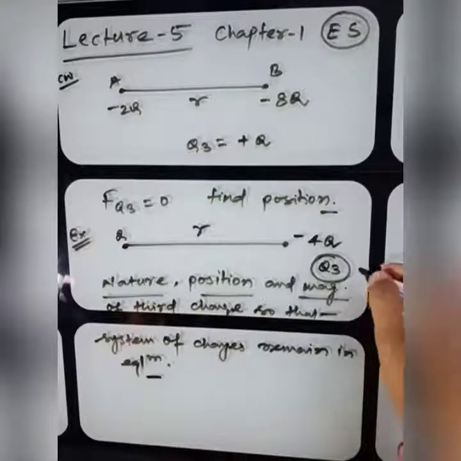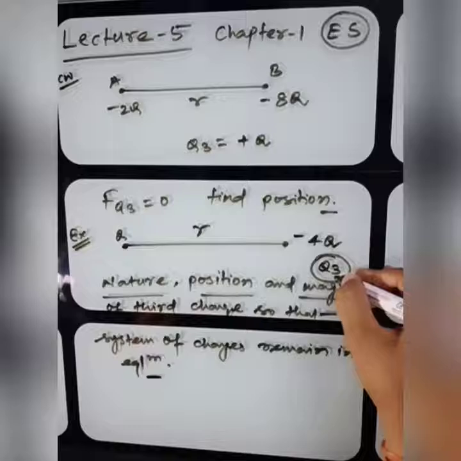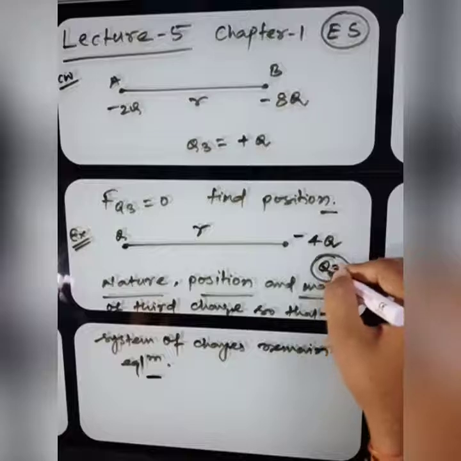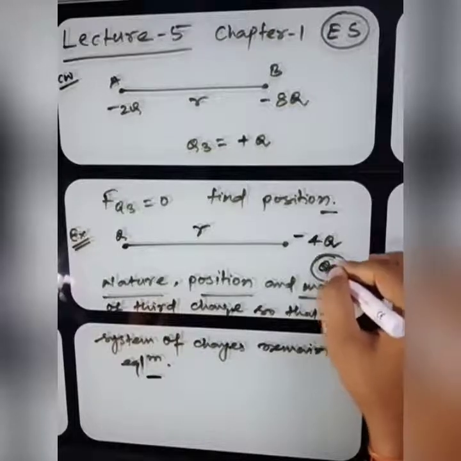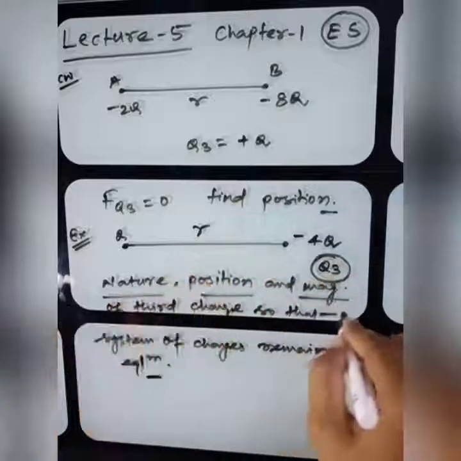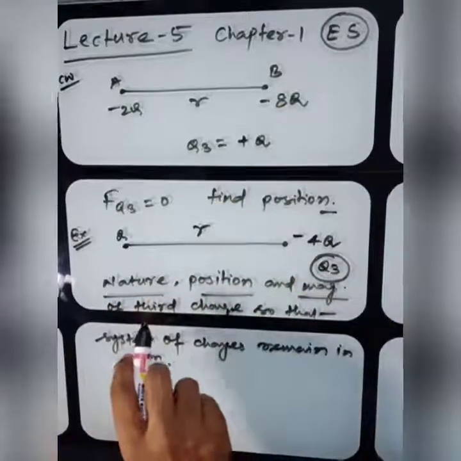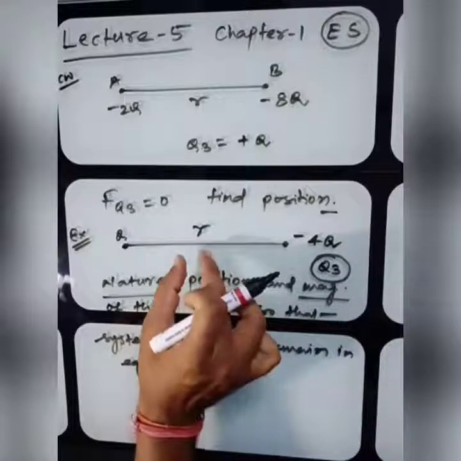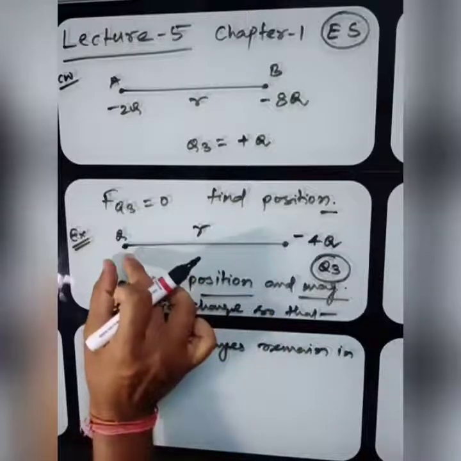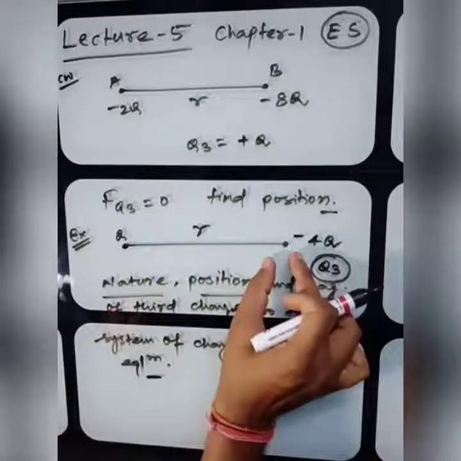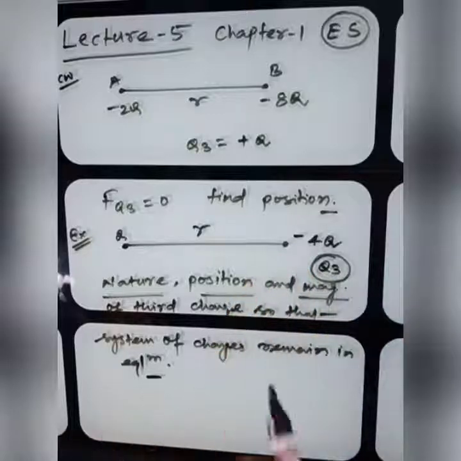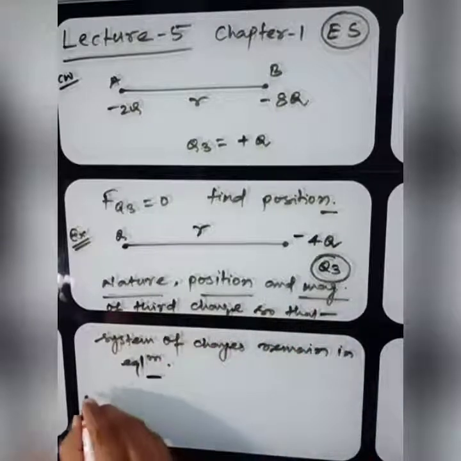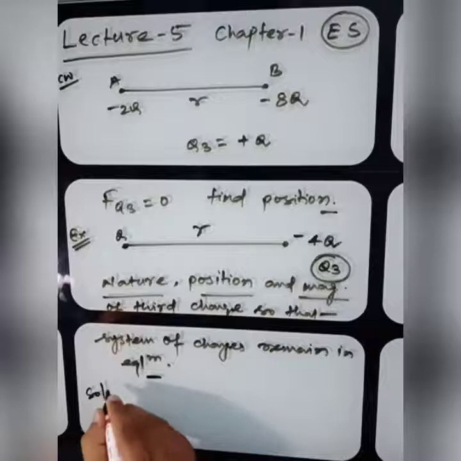Equilibrium means if you are putting this Q3, it is not necessarily only that Q3 experiences net force 0. Actually, equilibrium means all the particles or all the bodies of this system experience net force 0. If we place this Q3 in between these two charges, it means this Q3 will experience 0 force, Q will also experience 0 force, and minus 4Q should also experience 0 force. So how will you solve this question? Remember, you have to find nature, position, and magnitude, all the three things. Okay. Now try to solve this question.